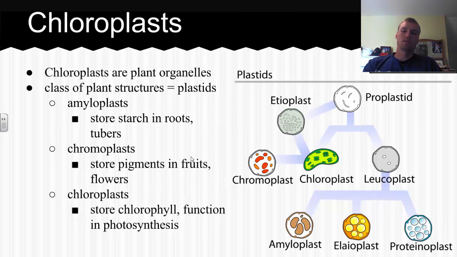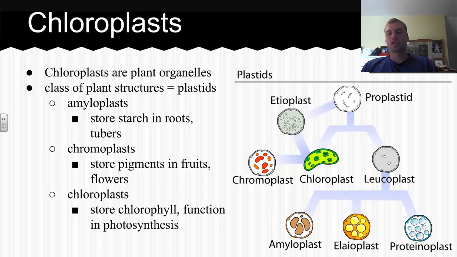We also have chloroplasts, and the picture on the right is what I was alluding to in terms of the plastid evolution. You originally have the protoplastid, which evolved into leucoplasts, chloroplasts, and chromoplasts. And the leucoplasts split up into three different types. Again, chloroplasts are plant organelles. They're not found in animals. They are a class of plant structures called plastids.